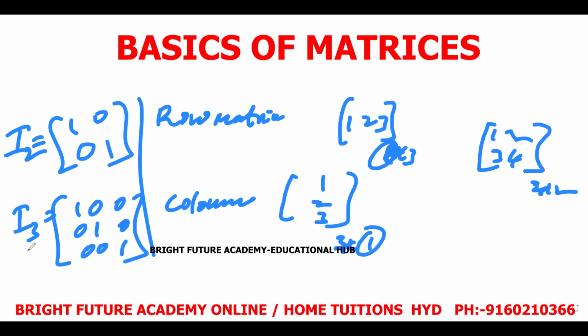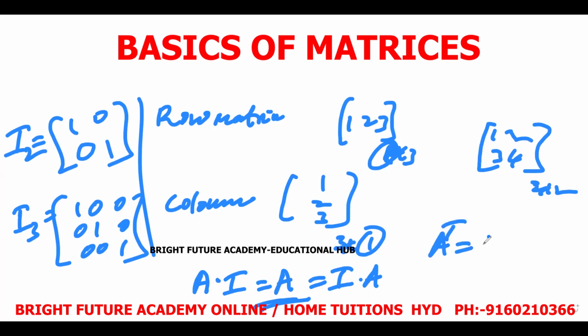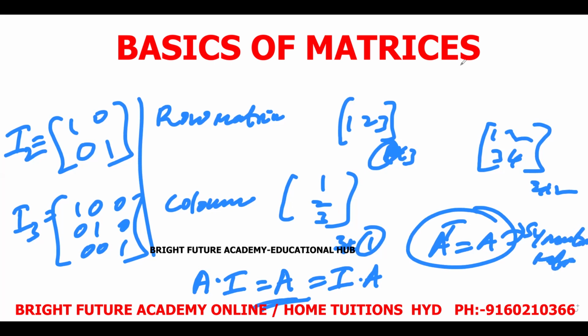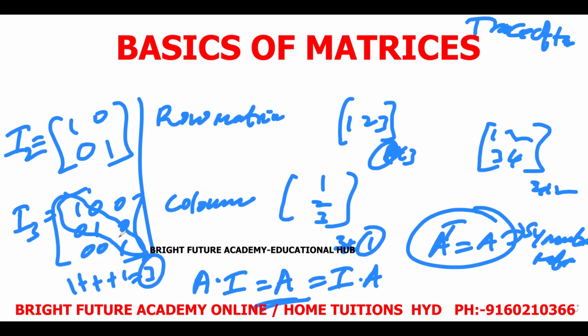Along with the identity, what did we learn? Any matrix multiplied with I equals the same matrix A, correct? And the transpose of a matrix equals A, A transpose is equal to A. This property name is what? Symmetric matrix. So trace of the matrix means the sum of the diagonal elements. For example, if you take this, 1 plus 1 plus 1 gives 3. 3 is the trace of the matrix.